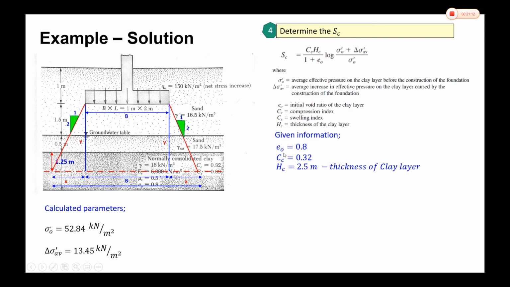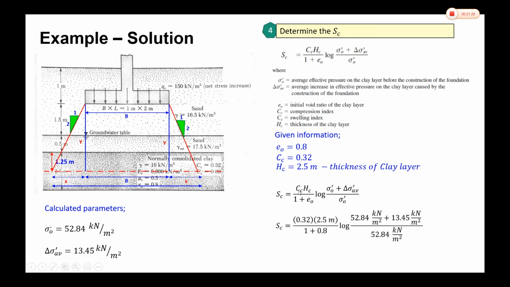As you can see in the question, we have the void ratio 0.8, the compression index is 0.32, and the overall thickness of the clay layer is 2.5 meter. So now we can use this equation directly. We have Cc here is 0.32, Hc, the thickness of the clay layer, 2.5, e naught is 0.8, and then stress prime naught here is 52.84, and then delta stress here is 13.45, divided by the stress prime 52.84.